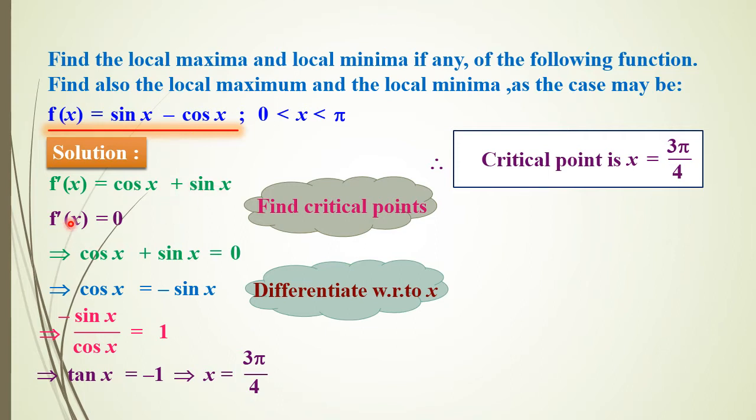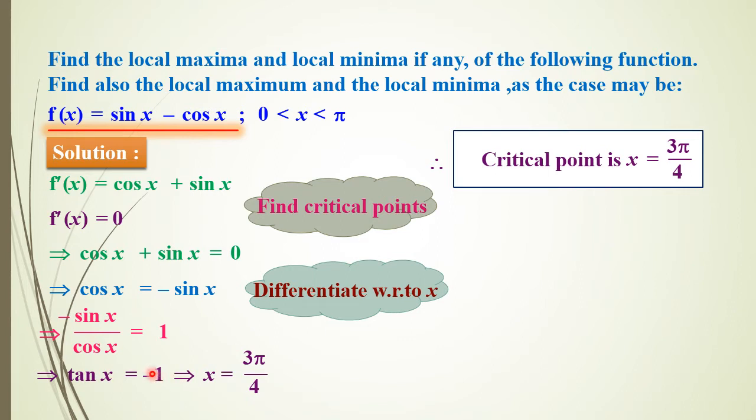So find the critical points right now. f dash of x equal to 0. So cos x plus sin x equal to 0. Cos x equal to minus sin x. Then you divide by cos x. So minus sin divided by cos equal to 1. So it will be tan x equal to minus 1. Minus after multiplying on both sides. So tan x equal to minus 1.